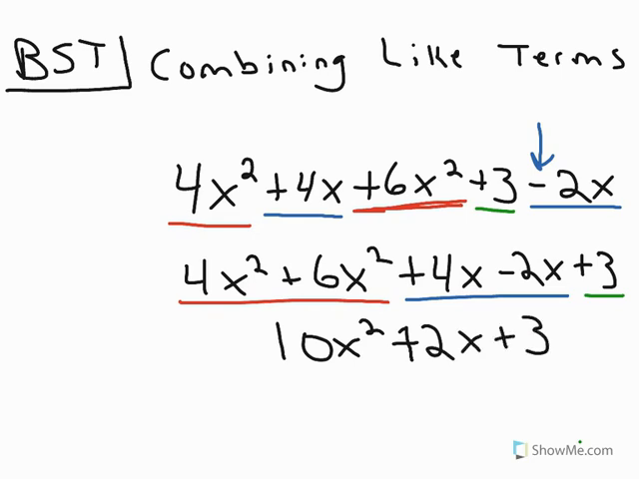So the key things to remember when combining like terms is just organize everything, use the commutative property to help show you where they're supposed to be, and then just do simple addition and subtraction.